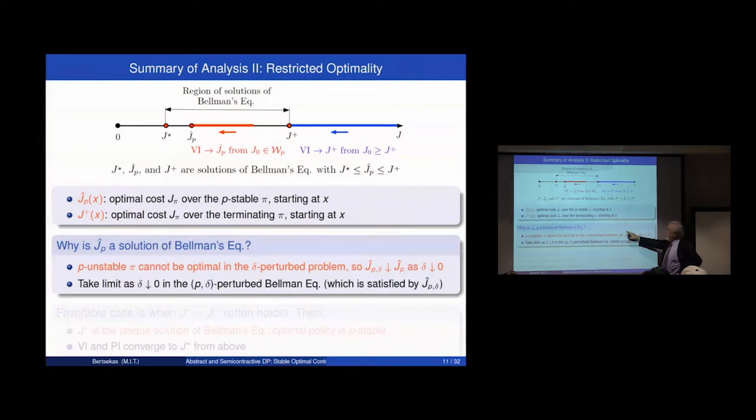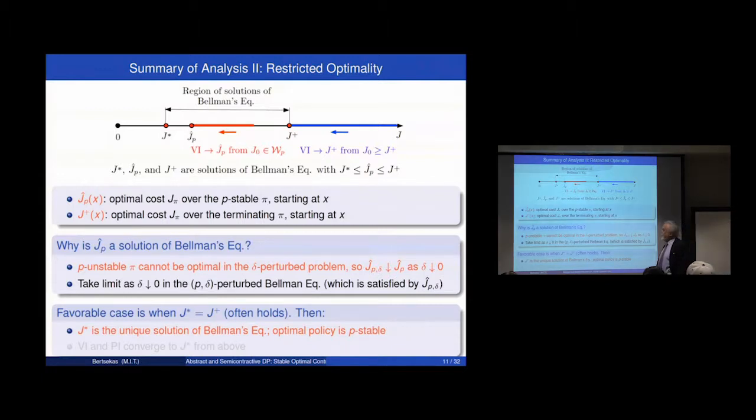Now, this thing, the optimal cost function of the delta perturbed problem, solves the perturbed Bellman equation, which is just a regular equation with just a little delta. Take delta to go to 0 in the limit, and you get that J hat p is a solution of Bellman's equation. It's a proof that requires some care to do it right, but it's also intuitively clear why this result should be. Create a perturbation, the perturbed problem's optimal cost function thus solves Bellman's equation, take the limit, and you get that this also solves the original Bellman equation.